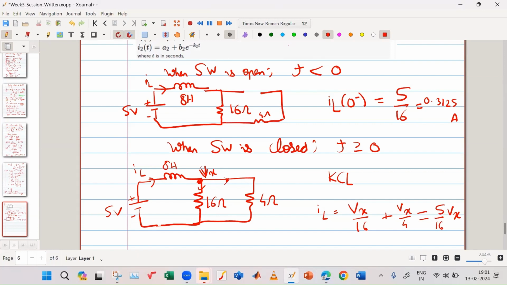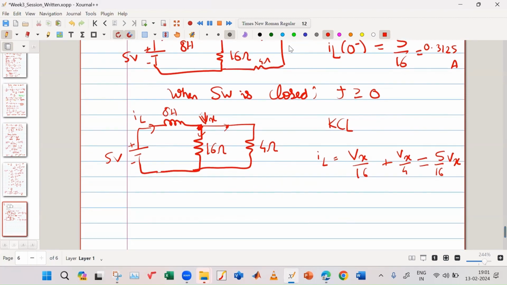Is there any doubt in this? No. Okay. So I've written my IL is 5 by 16 Vx. Next, now you apply KVL in this circuit. What will you get?